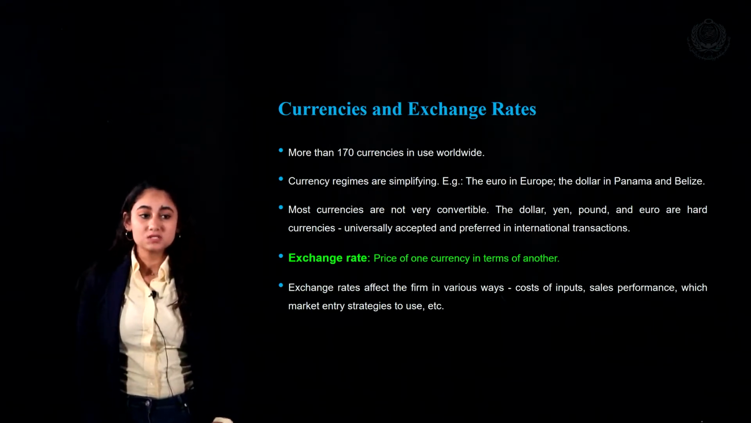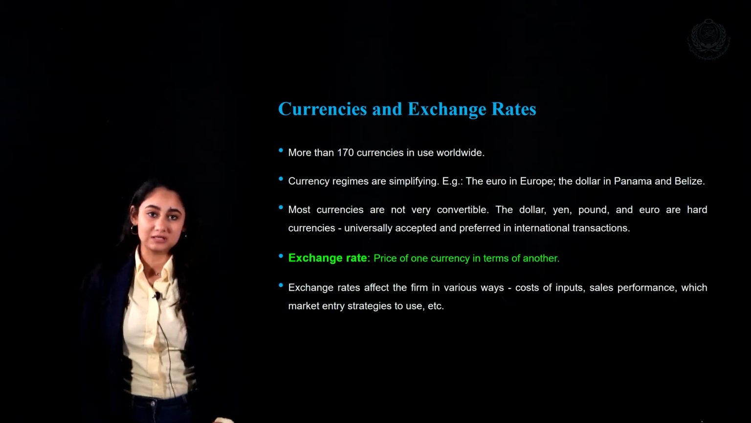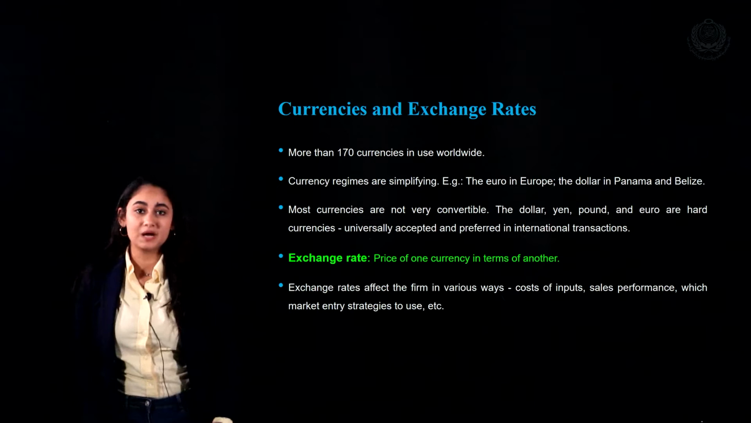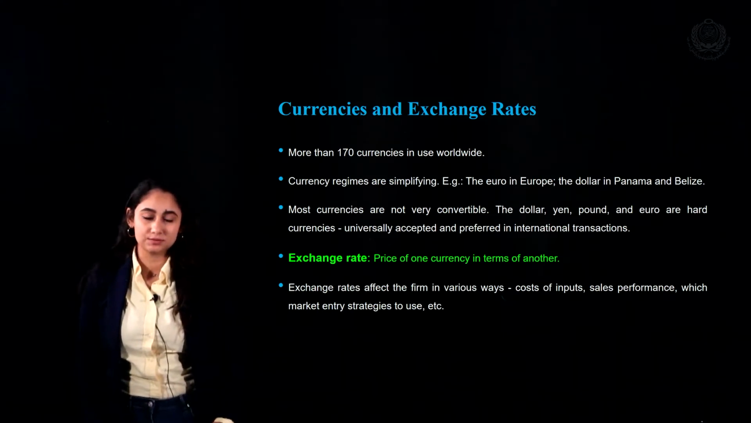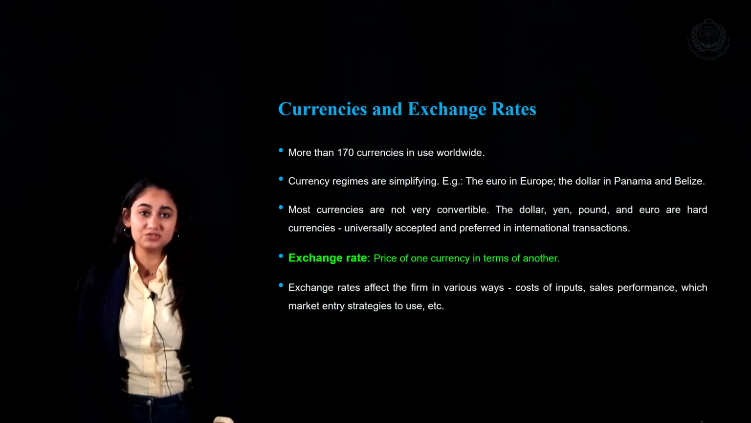It is the price of one currency in terms of another. So how much is a dollar in terms of Egyptian pounds, for example? This is considered the exchange rate, the value of the dollar in comparison to the Egyptian pound. And I think we have all witnessed that the exchange rate usually fluctuates. So this means that exchange rates are very prone to changes.